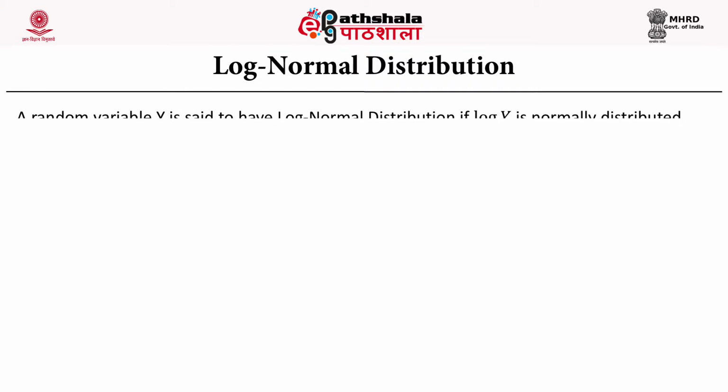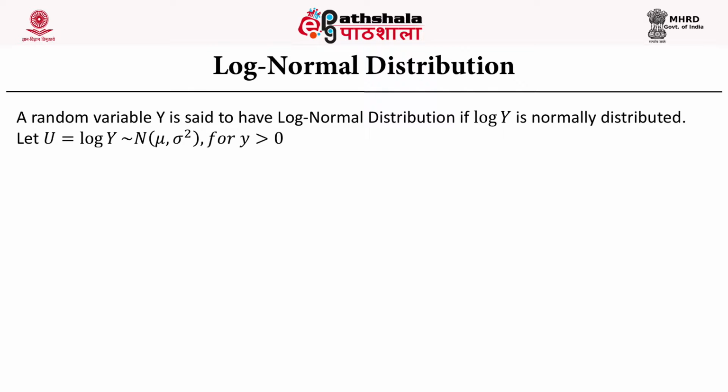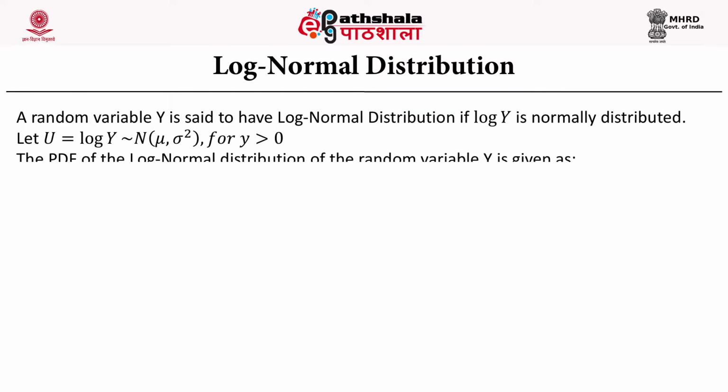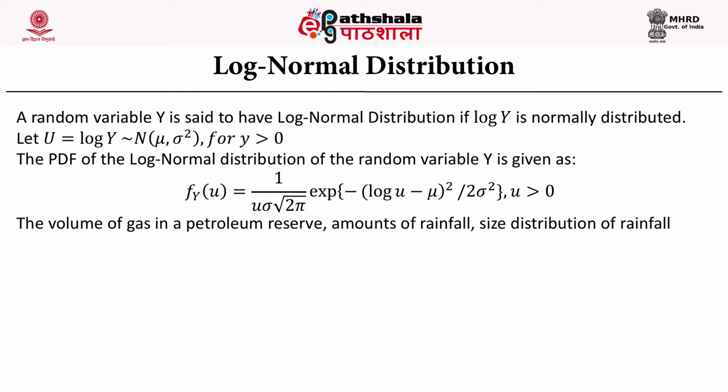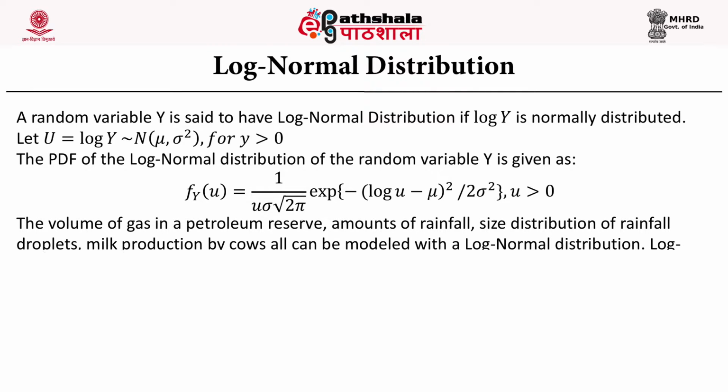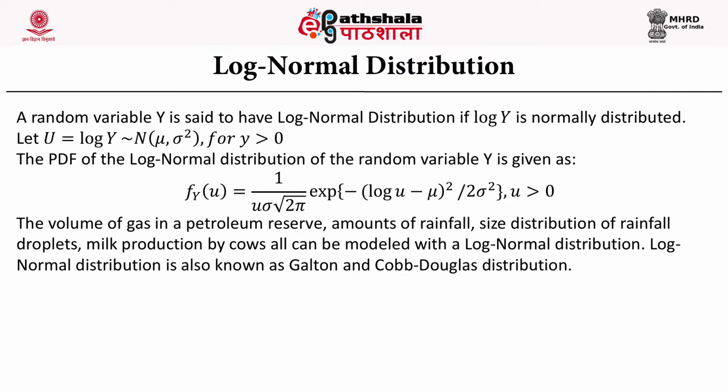Now we will discuss another continuous distribution function, that is the log normal distribution. A random variable Y is said to have log normal distribution if log of Y is normally distributed. Let U equal log of Y, with normal mu and sigma square, for Y greater than 0. The PDF of the log normal distribution of the random variable Y is given as f of Y, which is 1 upon Y sigma under root 2 pi, exponential minus (log of Y minus mu) whole square upon 2 sigma square, and Y is greater than 0.